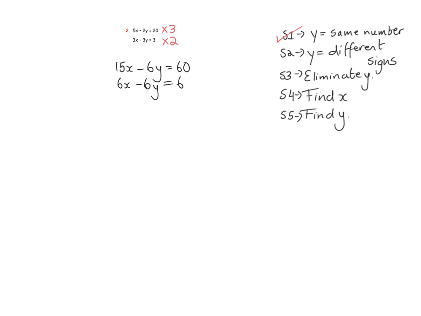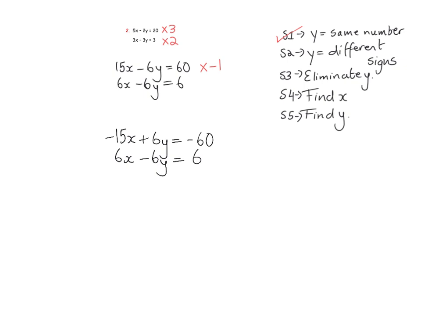So we need to change the signs of one of the 6 y's. So we can choose the top or the bottom line. I'll choose the top line. So this needs to be multiplied by minus 1. So we'll get 15x by minus 1, which will give us minus 15x plus 6y is equal to minus 60. So you just change all of the signs. On the bottom then, you'll be left with 6x minus 6y is equal to 6.